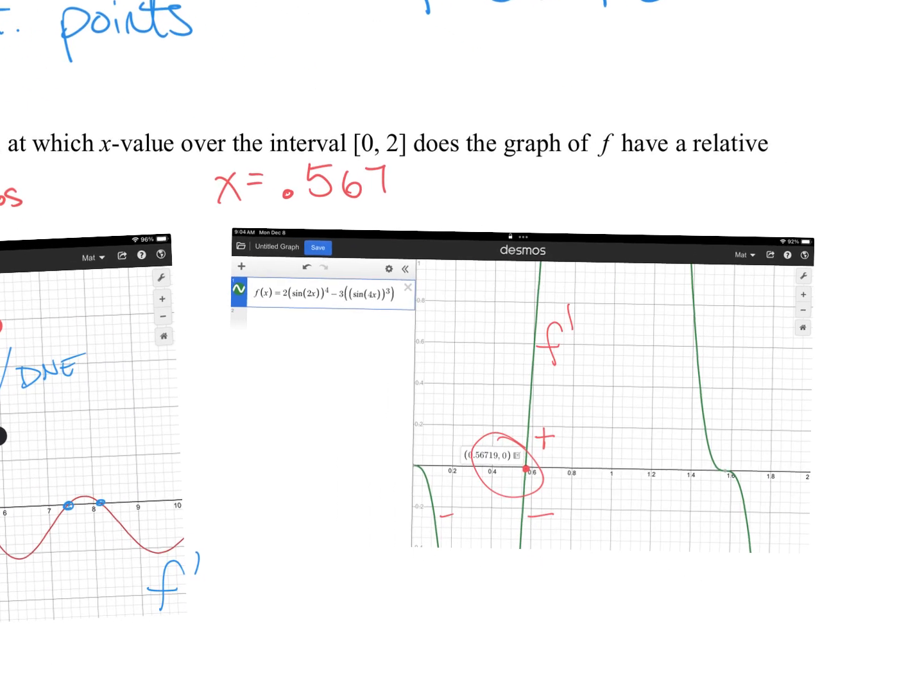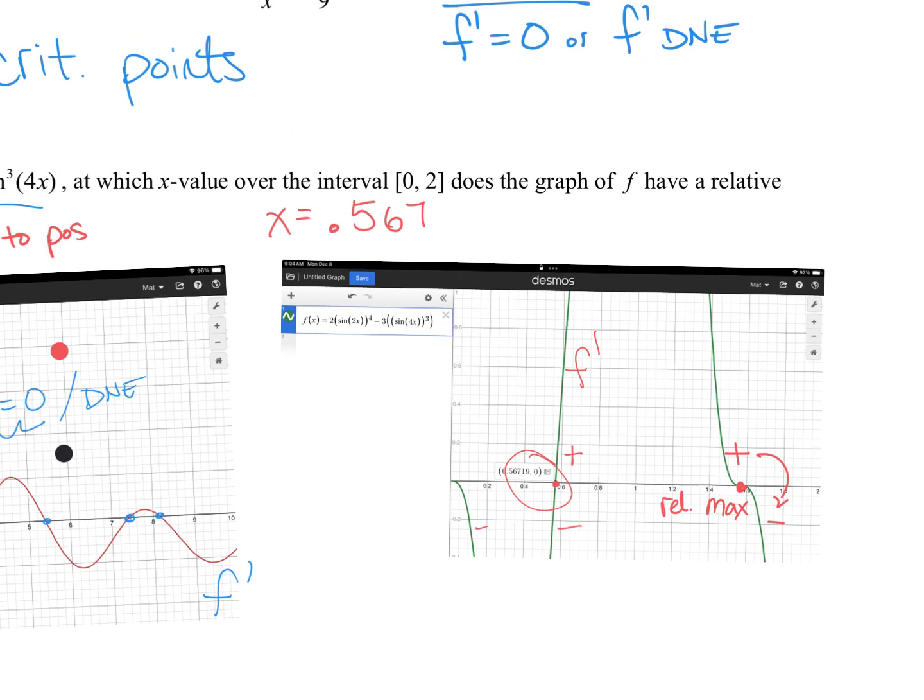Awesome. Looks like f would have a relative maximum, I know it didn't ask for that, over here at whatever this point is, because f prime is changing from a positive to a negative. So this point over here would be a relative max. All right. So cool.